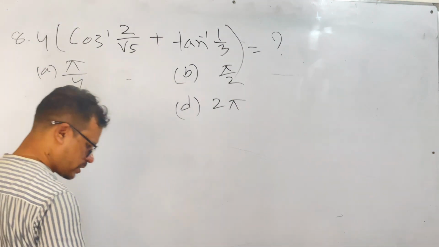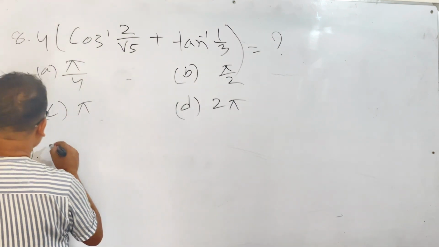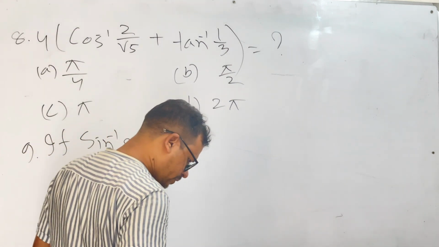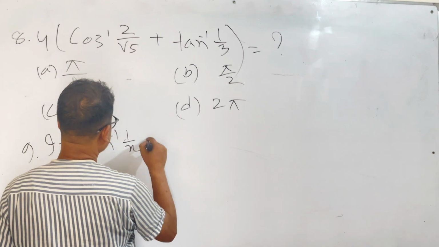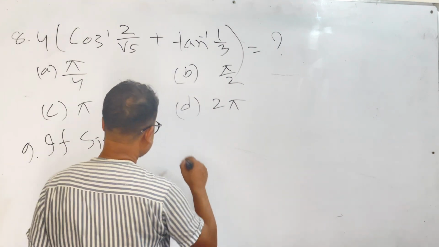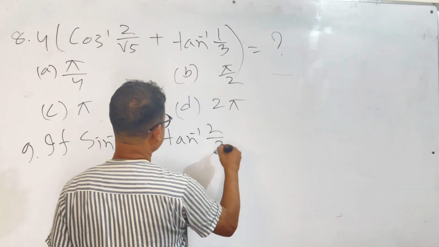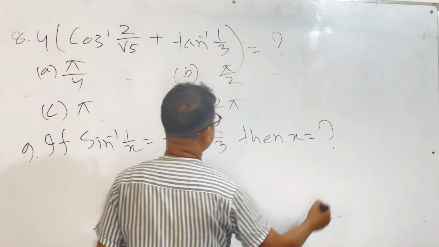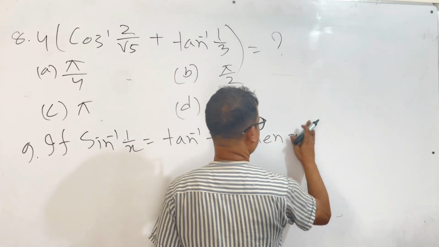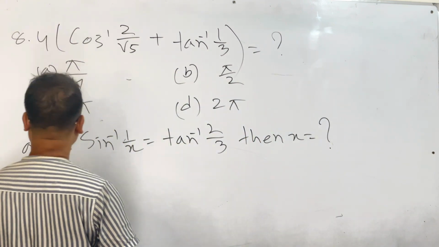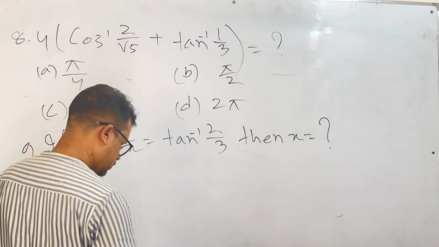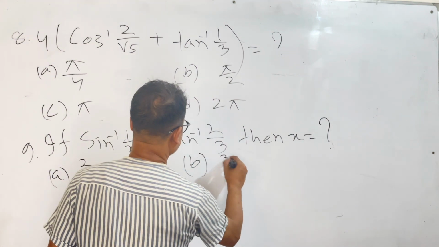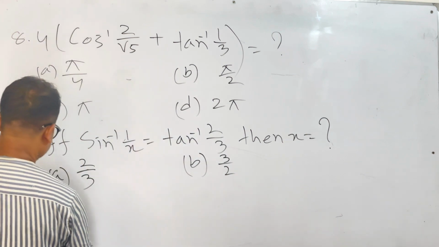Question 9. What does the question 9 say? If sin inverse 1 over x equal to tan inverse 2 by 3, then x equal to what? A, 2 by 3. B, 3 by 2.